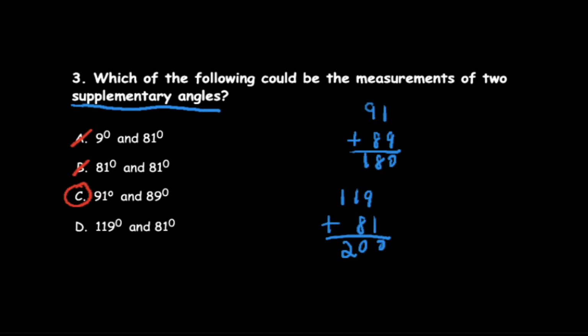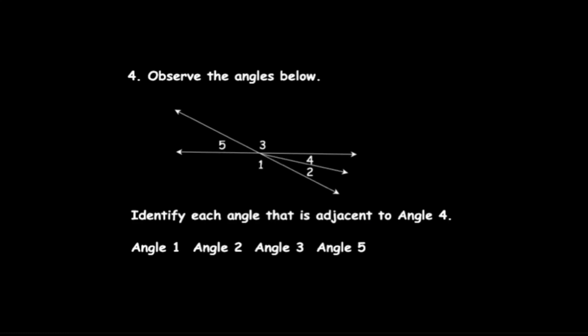So let's move on to question number 4. It tells us to observe the angles below, and we also have to identify each angle that is adjacent to angle 4. Notice this word adjacent. This simply means next to, okay? So what I want you to do here is look for angles that are next to angle 4. That means they share common sides.